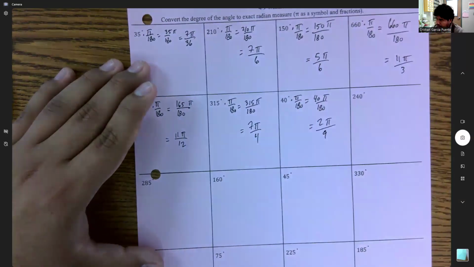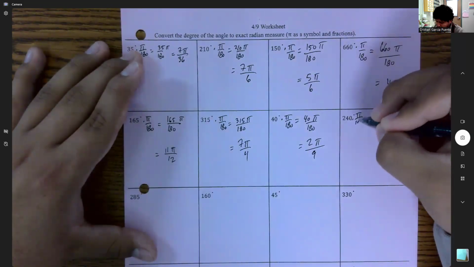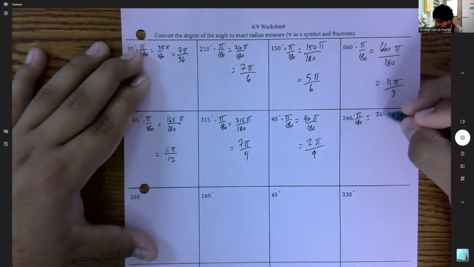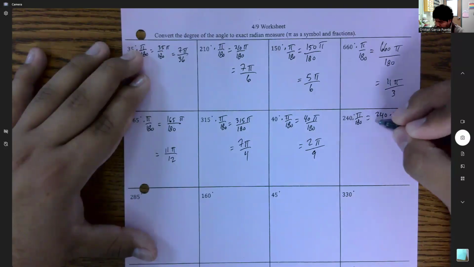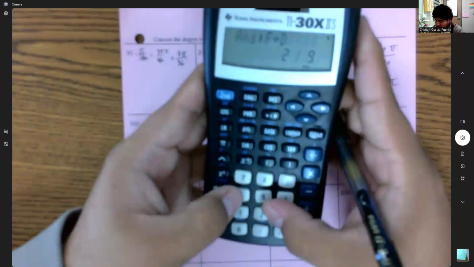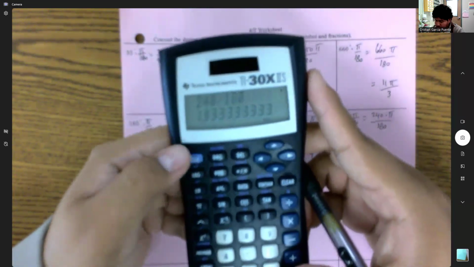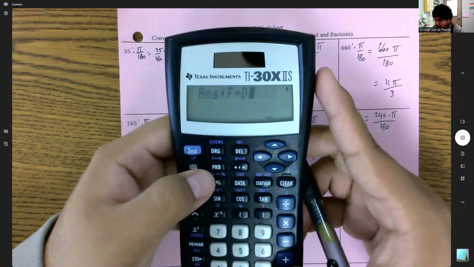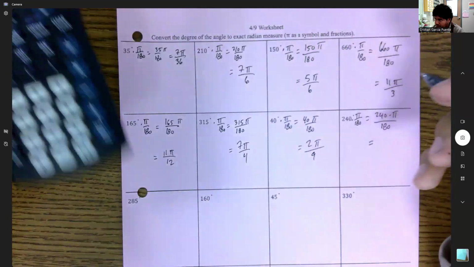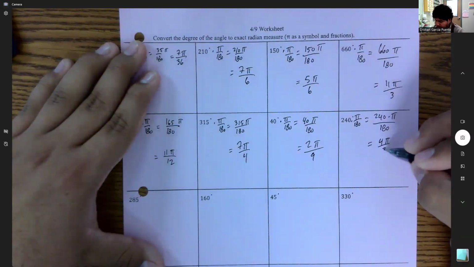The last one I'll do on the front page. Multiply by pi over 180. 240 times pi, or 240 pi over 180. And now you just put it in your calculator. So 240 divided by 180 gives us a decimal, so we're going to do second PRB. And then that gives us a U, so we're going to do second ABC. That gives us 4 over 3. So this is just 4 pi over 3. That's your answer.